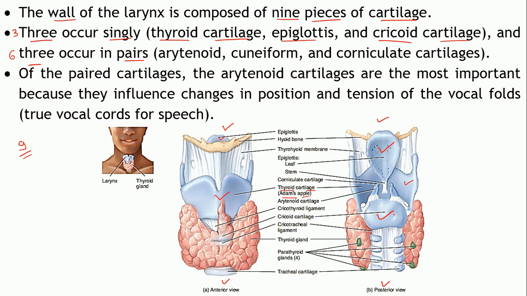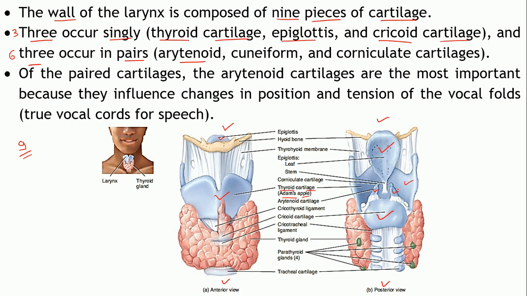Okay, now coming to these 3 paired cartilages, let us see where exactly they are located. Okay, the first one, that is arytenoid cartilage. That's the one. As you can see that it's paired, right? And it is located posteriorly.